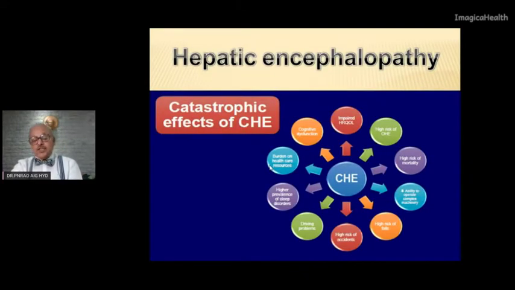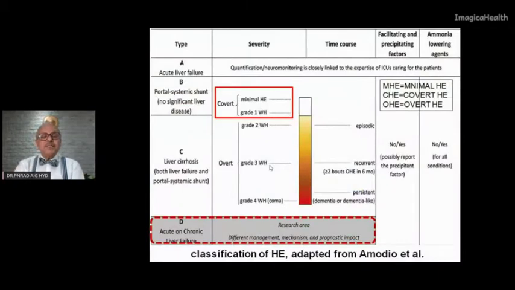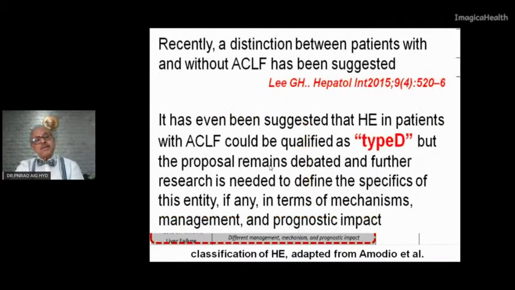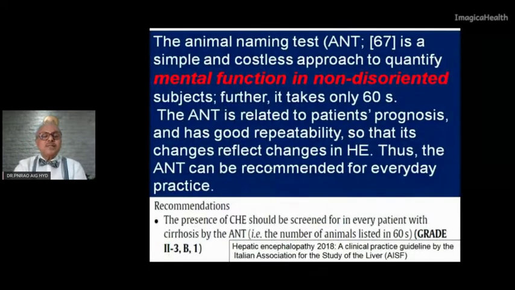And we know the catastrophic events of chronic hepatic encephalopathy. Just for the sake of discussion for the future, we all know the A, B, C of hepatic encephalopathy. Someone raised a point: what do you call it if it is acute-on-chronic liver failure, which is, as you know, a hot topic of discussion, and the guidelines are different, the Americans, EASL, APASL, we all know about that. In patients with acute-on-chronic liver failure, if there is hepatic encephalopathy, what would you call it? Where will you put this? Somebody raised a point that it could be type D, but it's not that.